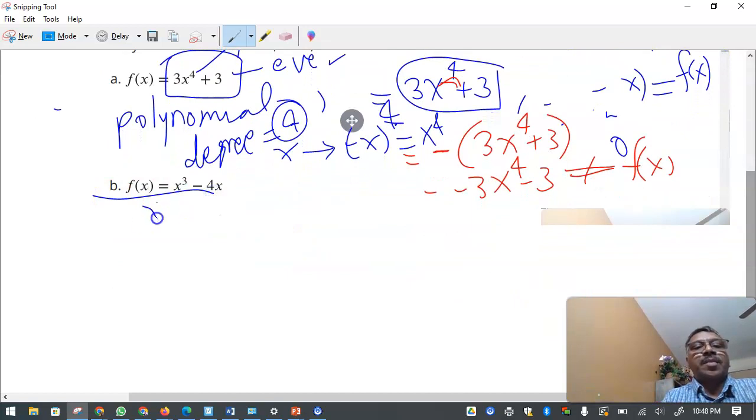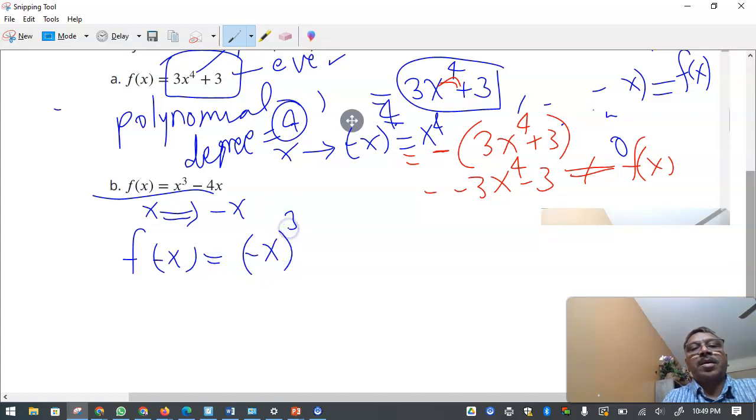In this case, let's replace x by minus x and see what's going on. f of minus x equals minus x raised to 3 minus 4 of minus x. So when you work this out, this is minus x, minus x, minus x. One of the minus x will remain, and this will be 3. This will be negative, negative, positive, and you get x.